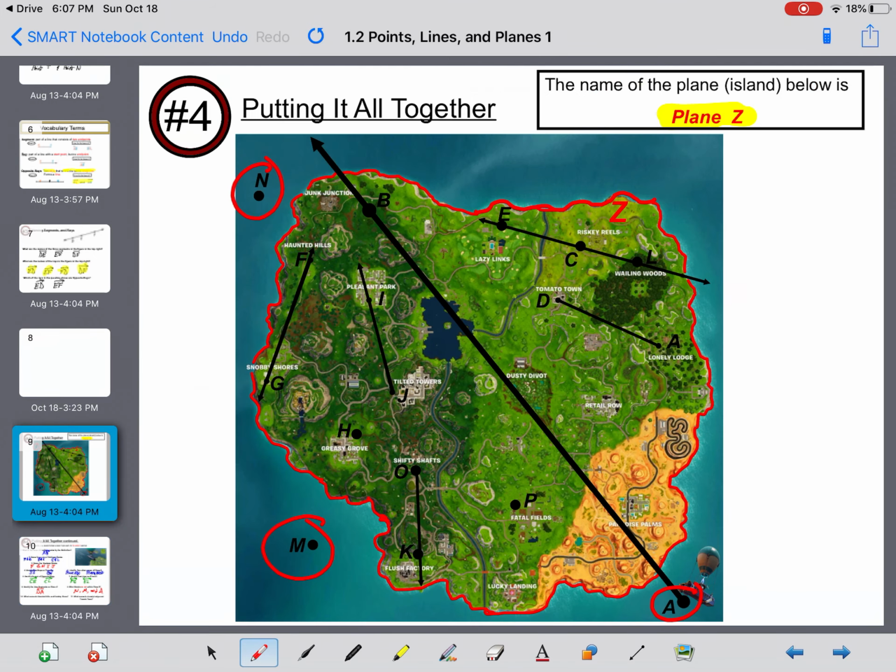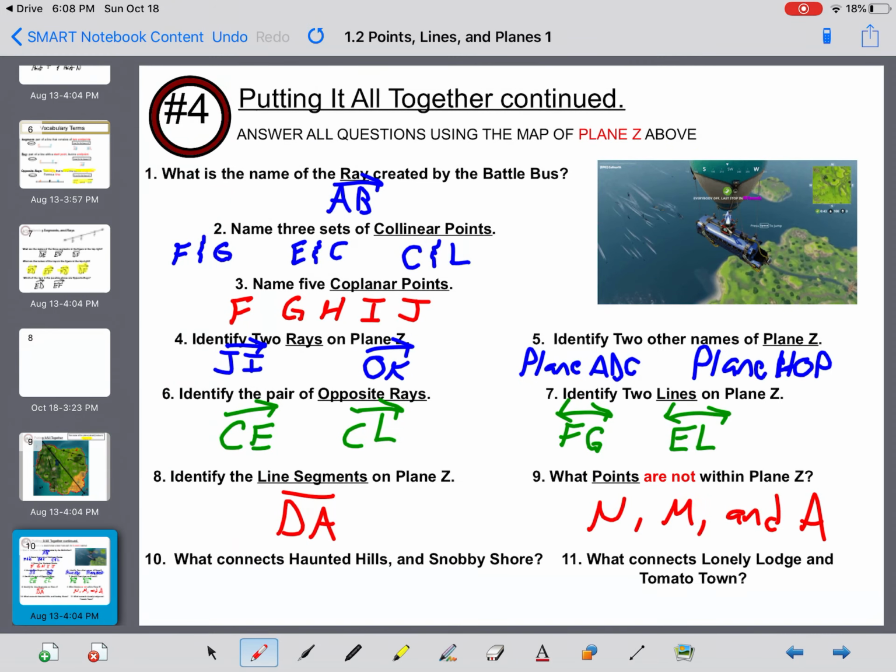What connects Haunted Hills and Snobby Shores? Well, you take a look at your map and we're trying to figure out where Haunted Hills and Snobby Shores is if you are unfamiliar with the map itself. I see Haunted Hills here and Snobby Shores here. And what is connecting them? Looks like points G and F, but they have arrows trending on the ends, which means it's a line. So line GF.